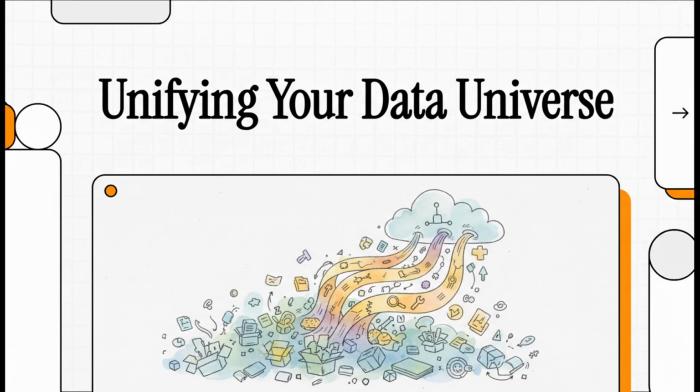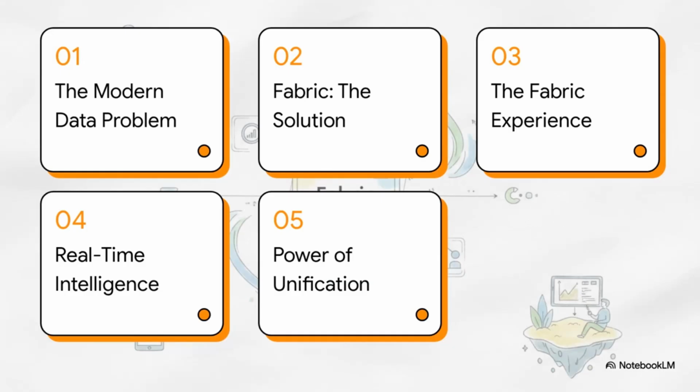It's called Microsoft Fabric. So if your data landscape feels more like a tangled web than a clear roadmap, you're in the right place. So, here's our game plan. First up, we're going to talk about the modern data problem, something so many of us are dealing with. Then, we'll introduce Fabric as the potential solution. After that, we'll take a quick tour of what's actually inside this thing, then zoom in on one really powerful feature to see how it works, and finally, we'll tie it all together to see what happens when you truly have everything in one place.